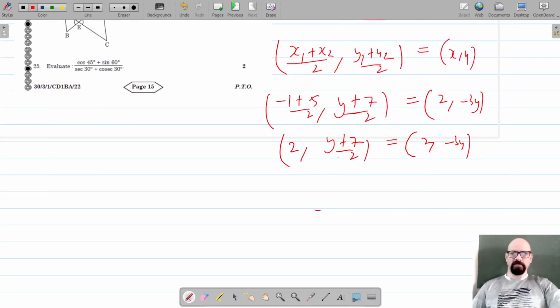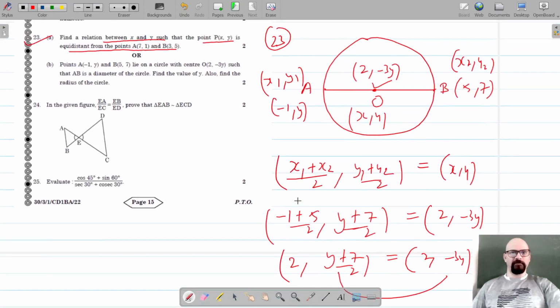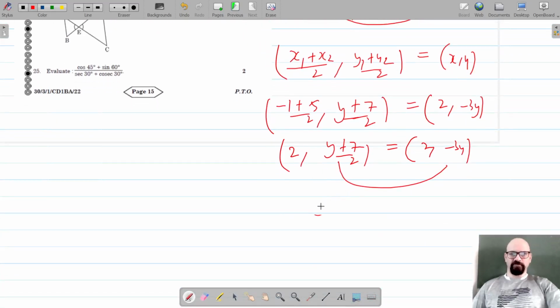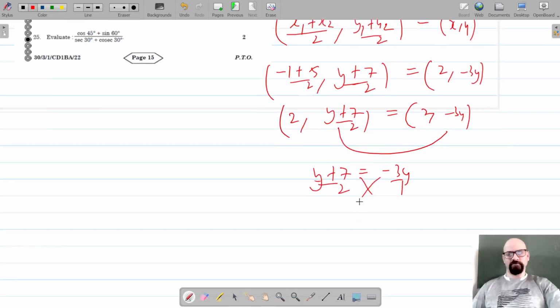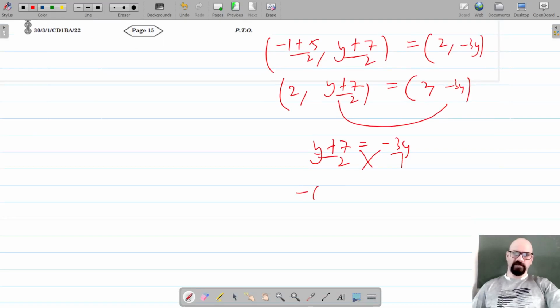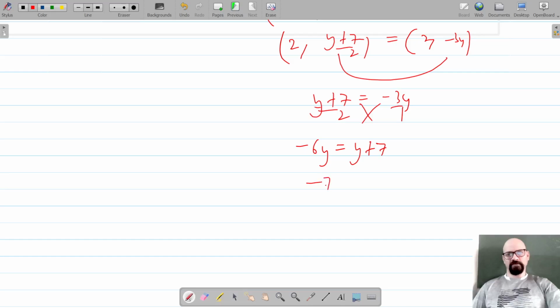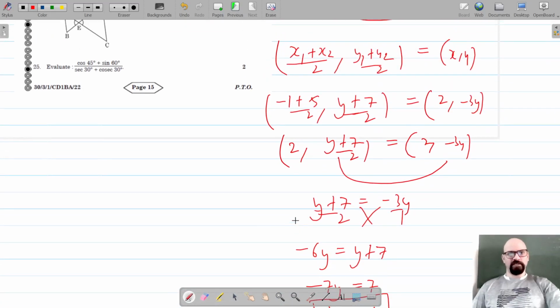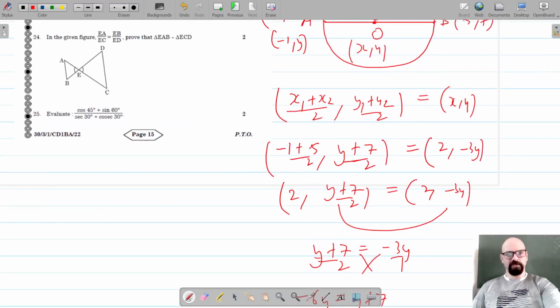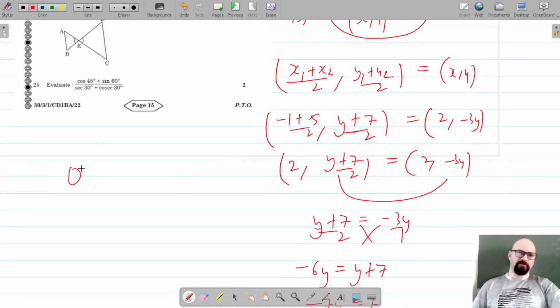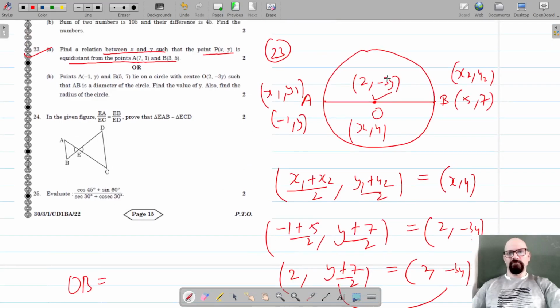So let's equate the y coordinates to get the value of y, and we have to find the radius of the circle as well. So y plus 7 by 2 is equal to minus 3y. If I cross multiply this, which gives me minus 6y is equal to y plus 7, and this is minus 7y is equal to 7, so y is equal to negative 1. So the value of y is negative 1, and now we have to find the radius. So the radius is OB. So let's find out the radius OB, where y is 1.